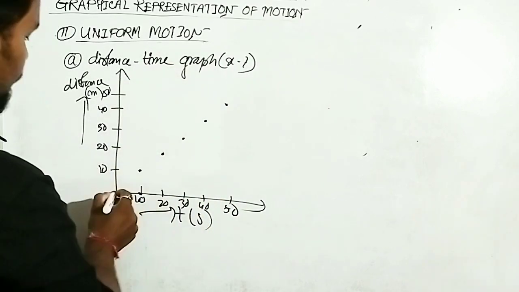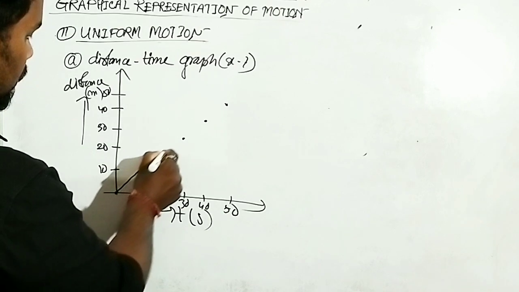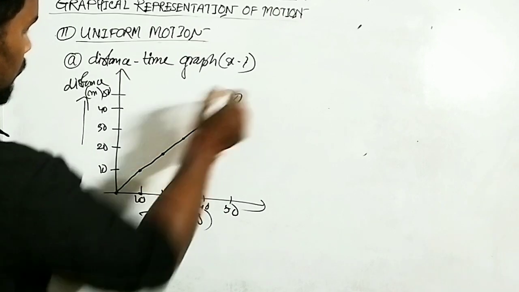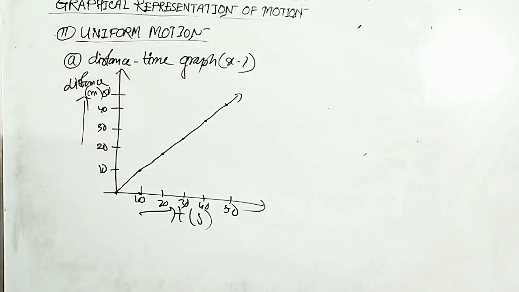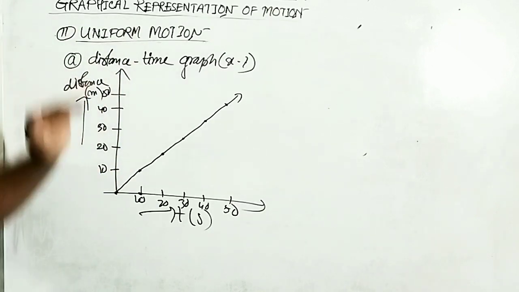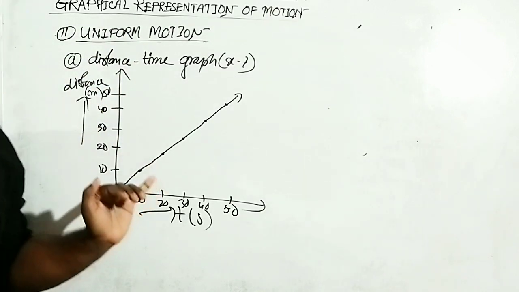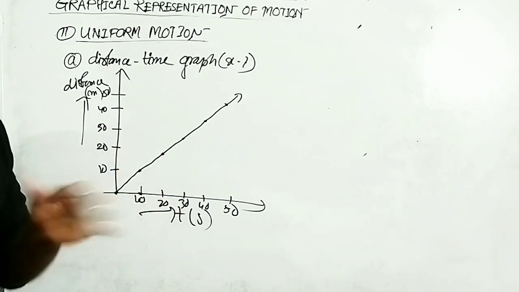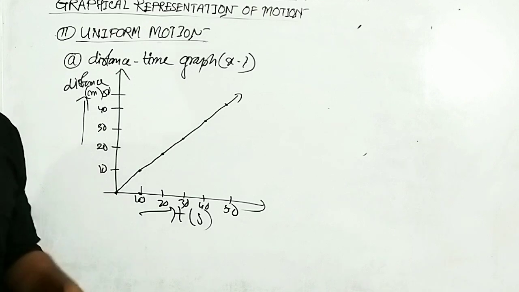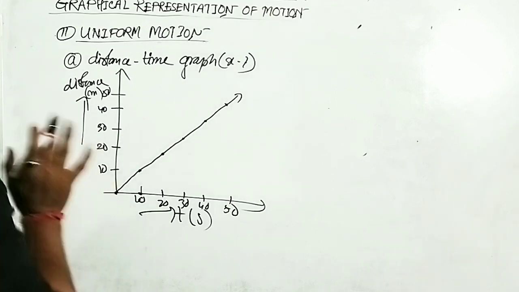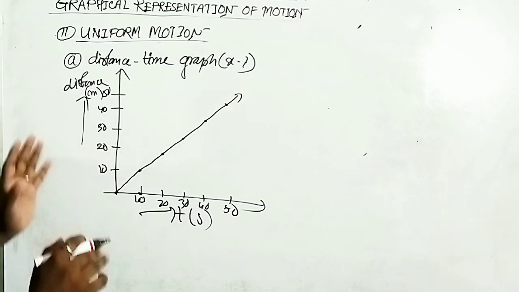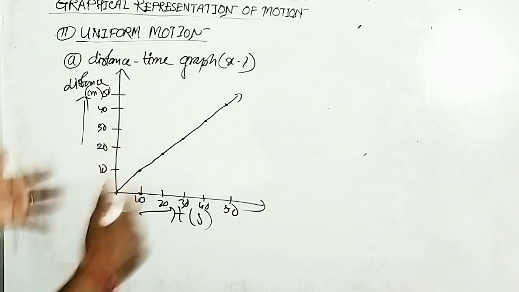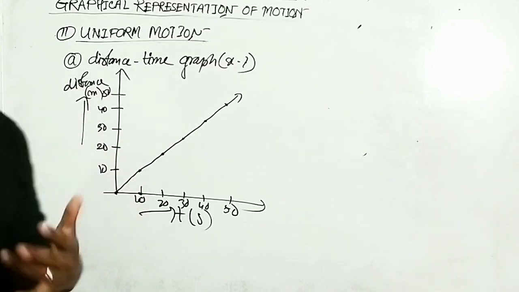If you draw a line, this is the line which represents the distance-time graph of uniform motion. That means what we understand is that the speed is going to be the same in every case, or does it change the motion? Clear concept, right? This is the thing.